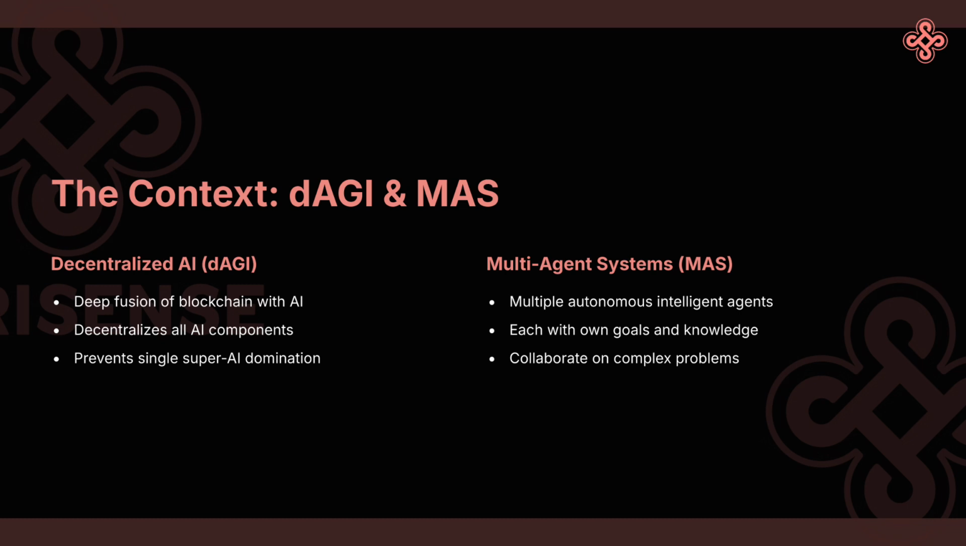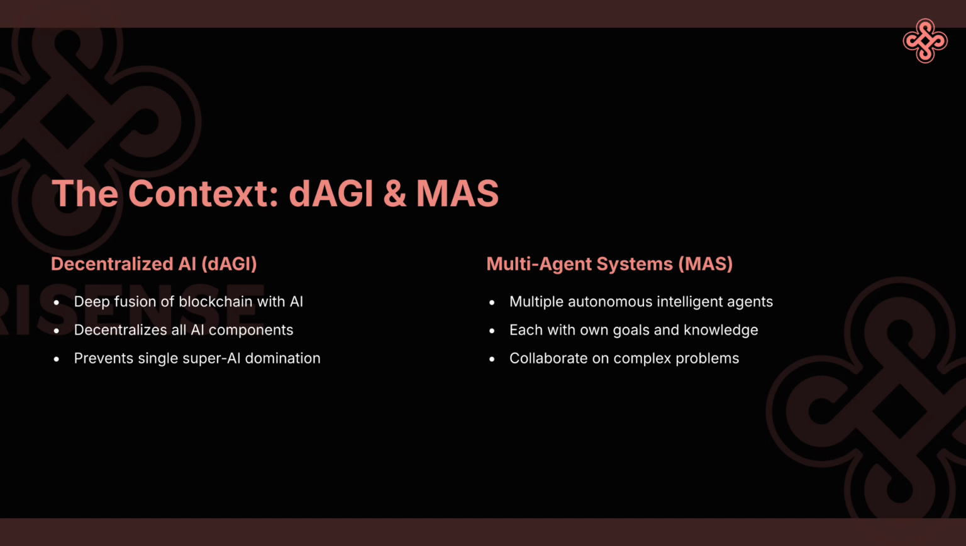Artificial intelligence (AI) is transitioning from relying on large, centralized models to a collaborative network of numerous small, autonomous, and distributed agents. This shift has introduced two closely related concepts: decentralized artificial intelligence (dAGI) and multi-agent systems (MAS). Decentralized artificial intelligence (dAGI) represents more than just a fusion of AI and blockchain. It signifies a completely new way to organize and operate AI.